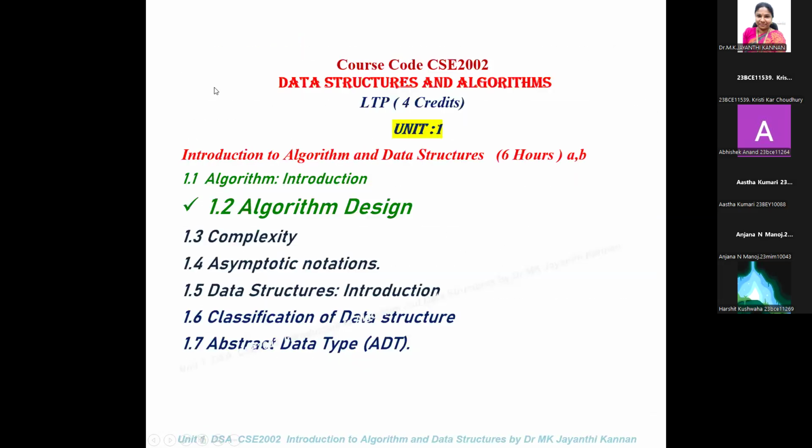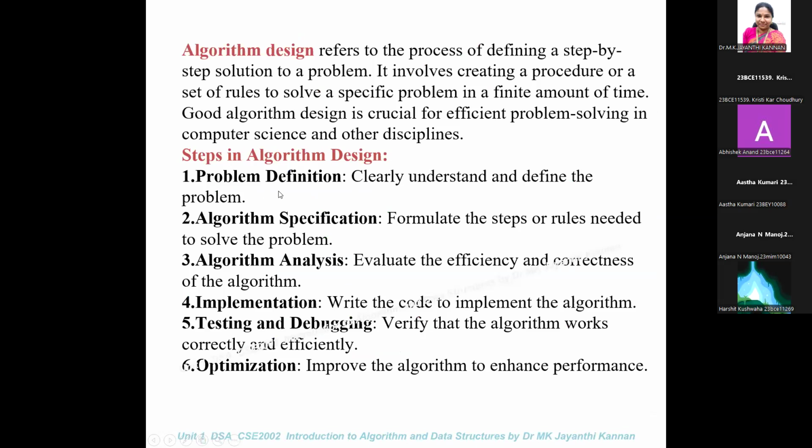Then we discussed what is algorithm design, and what are all the steps we need to follow in algorithm design: define the problem, specify the algorithm, analyze the algorithm, and implement the algorithm. Implementation means based on the algorithmic steps and the diagram, you have to write the corresponding code. After compiling and executing the program, check for errors and check for efficiency, then accordingly debug and eliminate the errors. Then try to optimize by changing the steps, changing the logic, or using a more effective algorithm. So these are the steps we need to follow in algorithm design.